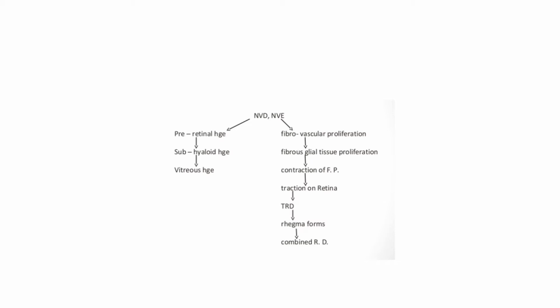So basically NVD, NVE are nothing but abnormal, fragile blood vessels which can cause vitreous hemorrhage, subhyaloid hemorrhage, or pre-retinal hemorrhage if they break. Because there is fibrovascular tissue proliferation, they grow towards the vitreous. They lead to traction on the retina, leading to tractional retinal detachment. There can be hole formation somewhere. So there could be a combination of tractional retinal detachment with rhegmatogenous retinal detachment.